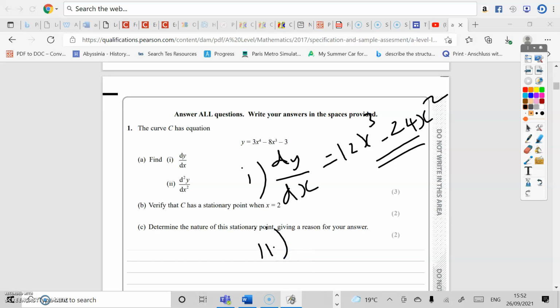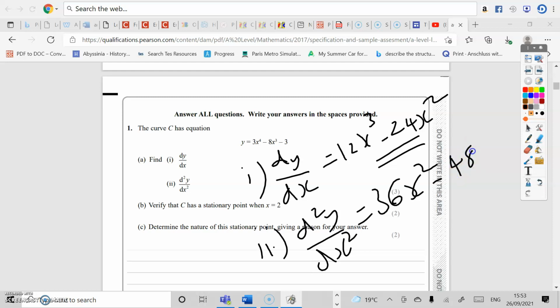Part 2, find d2y by dx squared. So d2y by dx squared. Well, doing that, I have to do what I've done to the first original one, so it'll be 36x squared minus 48x. Okay, and that is part A. So, I'm going to keep the derivatives on there because I think I might need them.